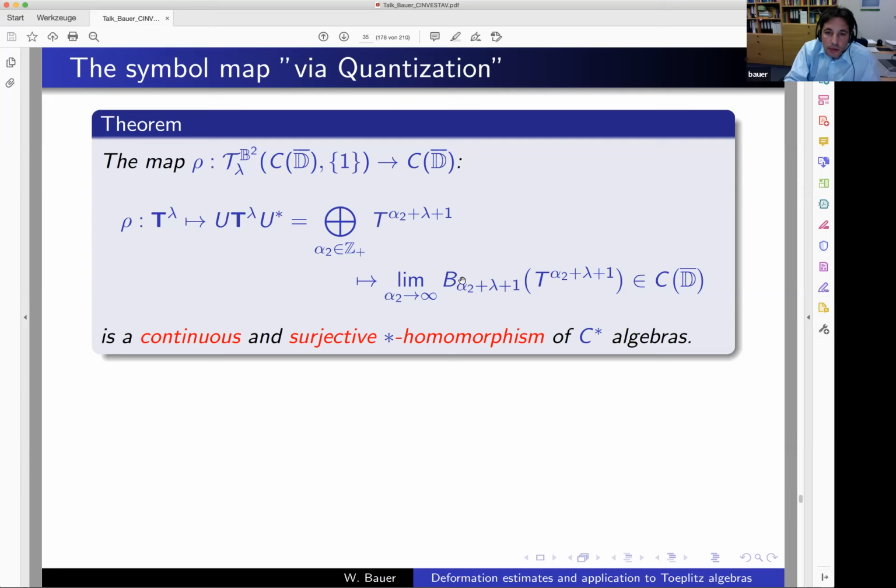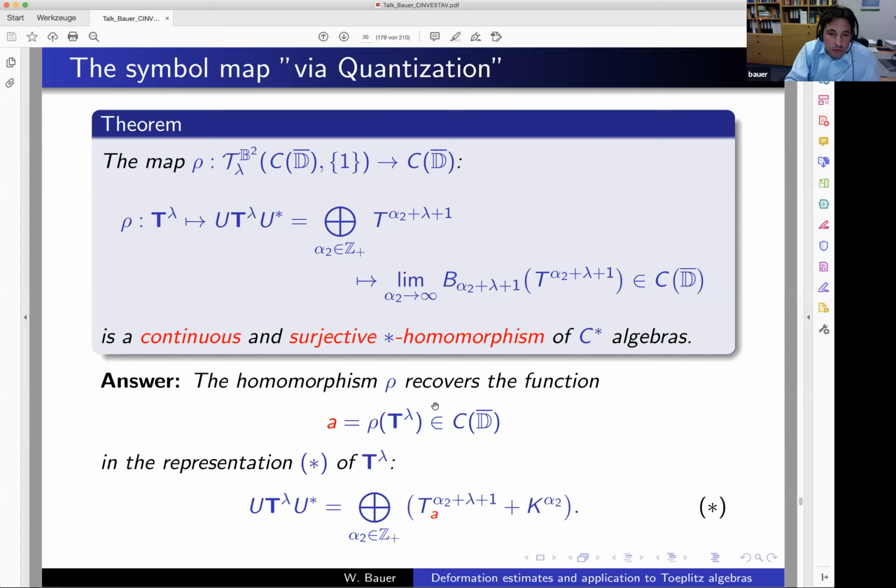And you see, you let some semi-classical parameter go to infinity, so to say, and you produce a function, and this is somehow related to quantization. And so this homomorphism now recovers, in the decomposition which I showed you on the previous slide, the symbol A. It's just rho of T lambda. And that gives you a function on the closed unit disk.